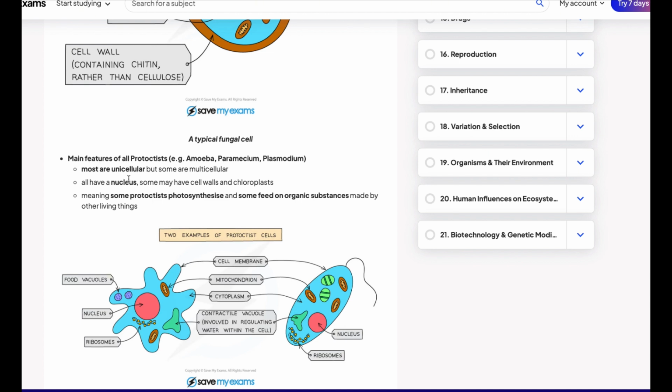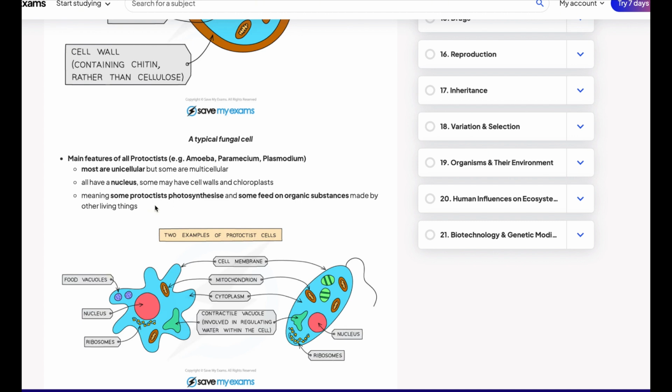Now, one of the features of protists: most of them are usually unicellular, but some are multicellular. Very few are multicellular, and all of them have a nucleus. Some may have cell walls and chloroplasts. Those that have cell walls and chloroplasts seem as if they are plants, but they are not plants, because plants are not unicellular at all. Since they are unicellular and have a nucleus, cell walls, and chloroplasts, it makes them protists.